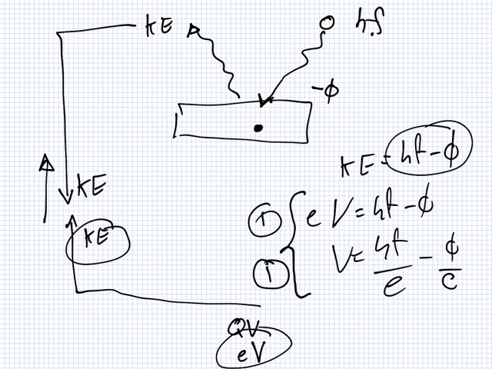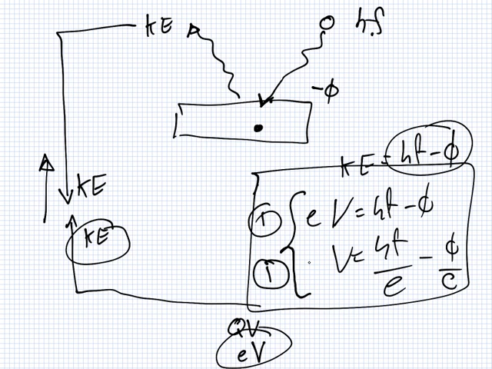Yes. Literally, these two lines only. Well, hf equals phi plus KE. Equals 5. So they eV, and then eV equals hf minus phi. Alright. One more line, okay.